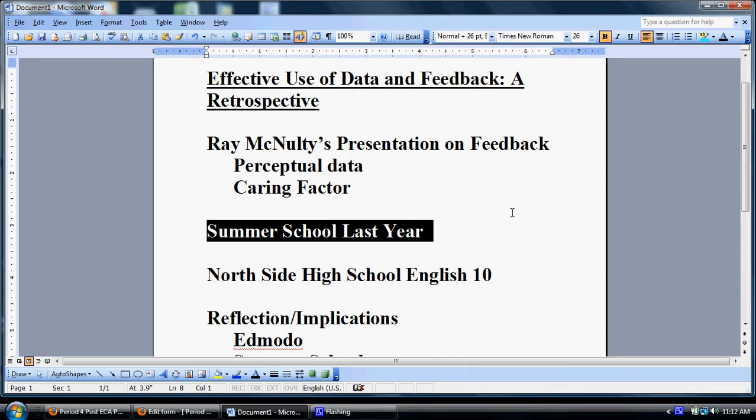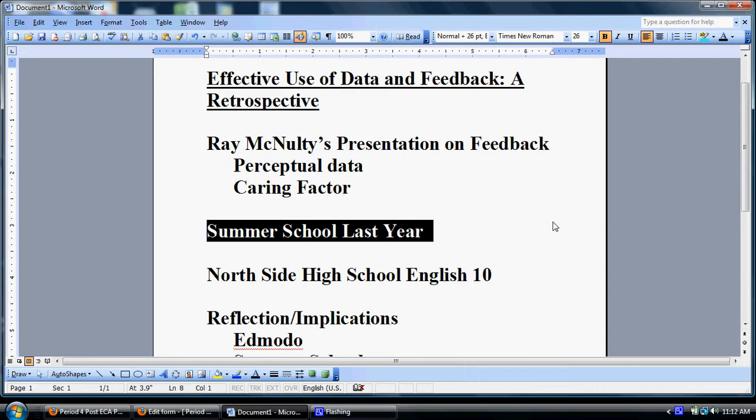And so I thought of doing something that was part of the presentation, and it was, have your students take an exit survey. And so what I did is I used surveymonkey.com, and I set up a survey about some of the things listed in Ray McNulty's presentation on feedback and perceptual data. And what I found in summer school last year was I had a couple of questions.